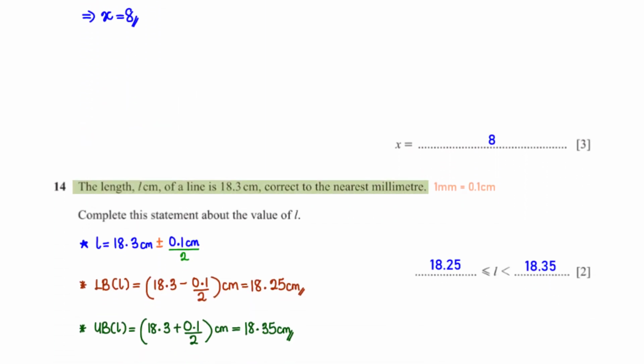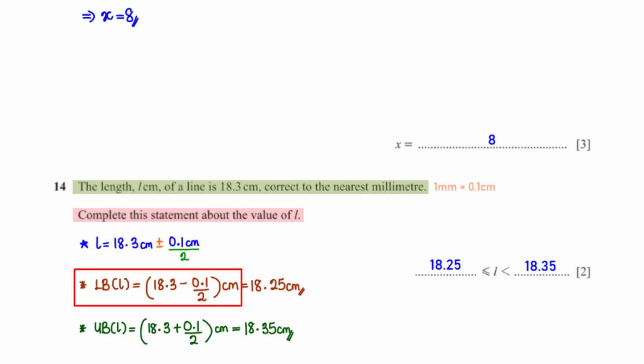The length L centimeters of a line is 18.3 centimeters, correct to the nearest millimeter. Complete the statement about the value of L. To correct L to the nearest millimeter, we have 18.3 centimeters. Then we bring in plus and minus 1 millimeter, which is 0.1 centimeter. Then we divide 0.1 centimeter by 2.